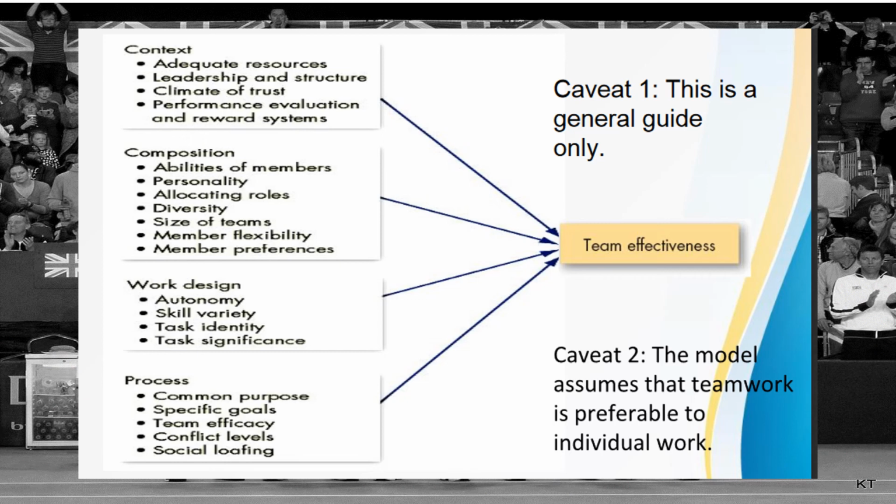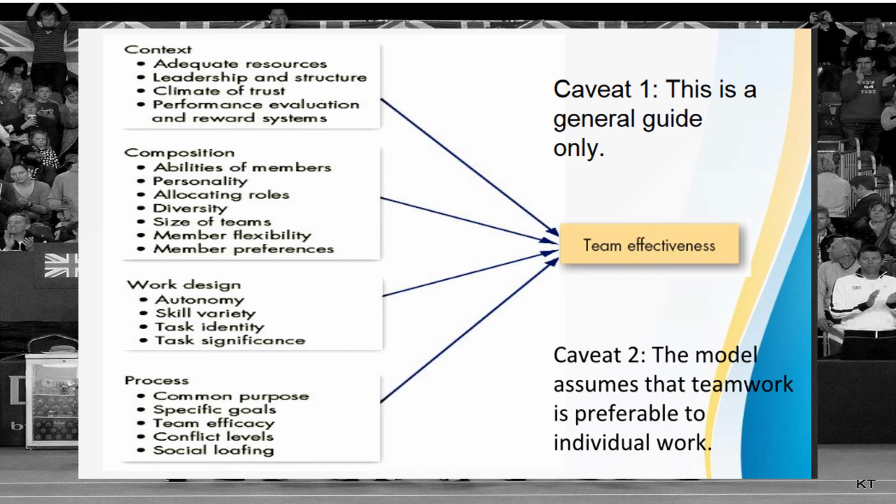Work design, autonomy, skills variety. Is the task identity clear so you know what you're trying to achieve? Task significance. Do people know what the task significance is? Processes. Again, is there a common purpose? Is the goal specifically and clearly laid out in terms of what needs to be achieved?